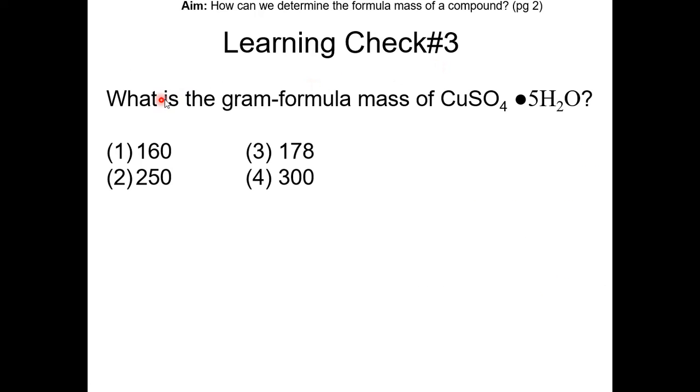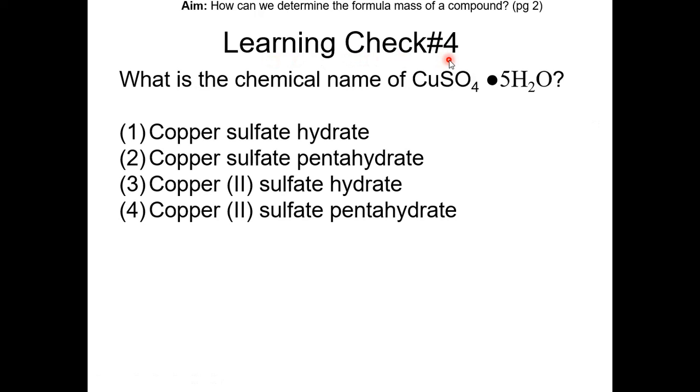Learning check number 3. What is the gram formula mass of this hydrate? Pause the video and resume when completed. So the answer is 250, choice 2. Learning check number 4. What is the chemical name of this hydrate? Pause the video and resume when completed. So this is copper 2 sulfate, and then there's 5 water molecules, so it's pentahydrate, because 5 has a prefix of penta, so the answer is choice 4.